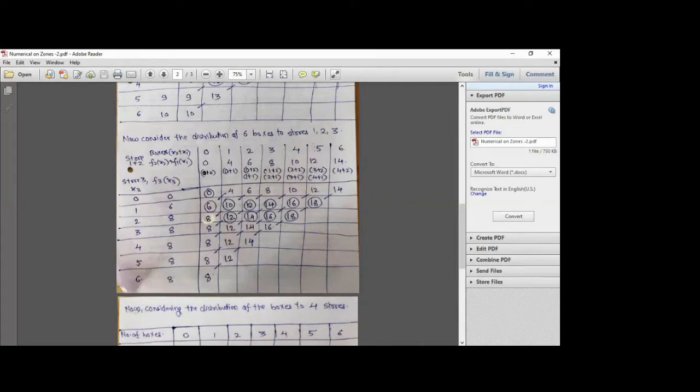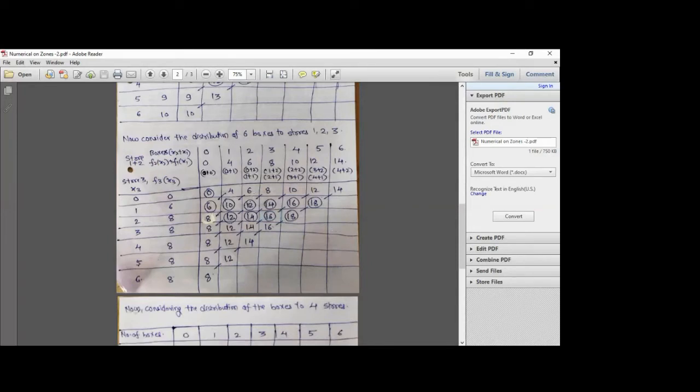Similarly, let's take a random number of 5 crates to be split across stores 1 and 2, and stores 1, 2 and 3. The combinations will be 0 plus 5, 1 plus 4, 2 plus 3, 3 plus 2, 4 plus 1, and 5 plus 0. Among all these values, the maximum value is 16, and it comes at these two places, hence I have highlighted it, right?